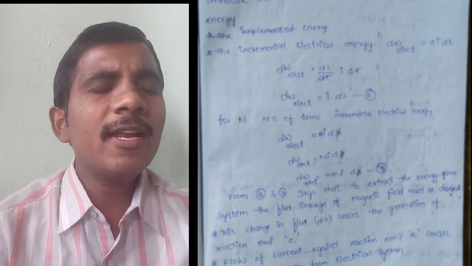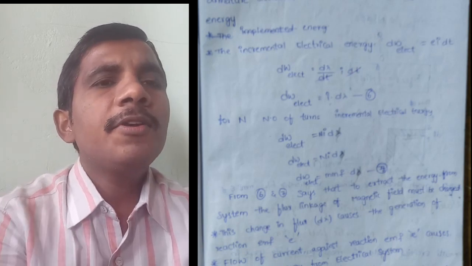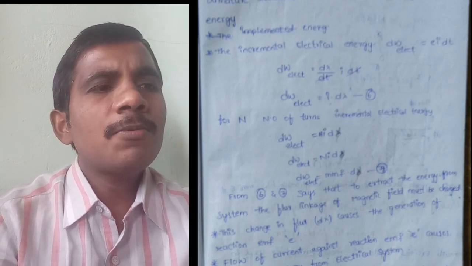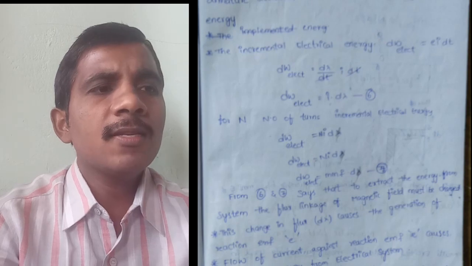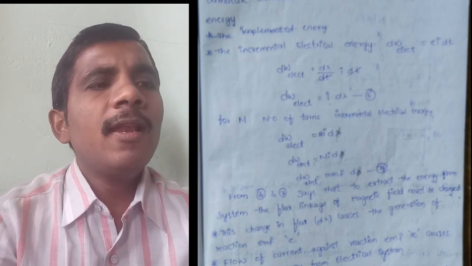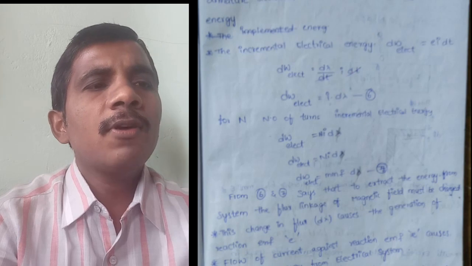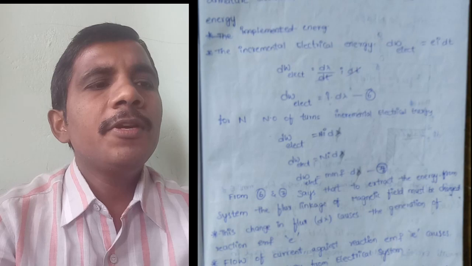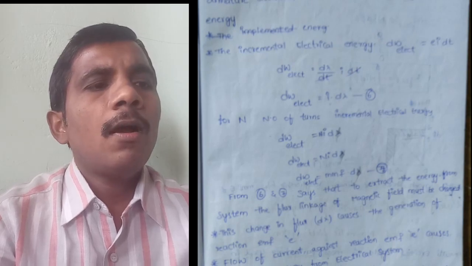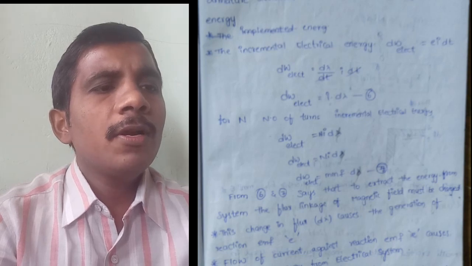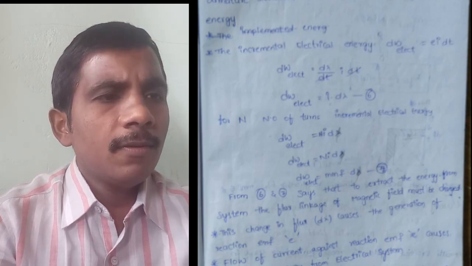The incremental electrical energy is given by dW electrical equals EI dt. By substituting the equations discussed previously, dW electrical equals d lambda by dt into I dt. Therefore, the incremental electrical energy dW electrical equals I d lambda. For N number of turns, the incremental energy dW electrical equals Ni d lambda.